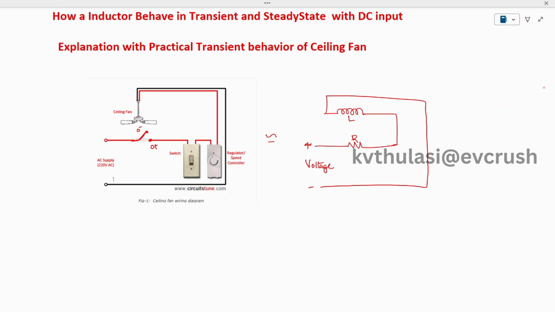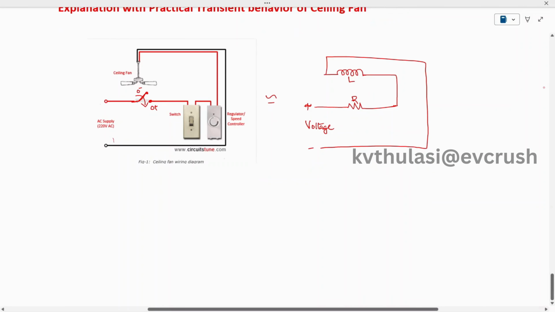So applied voltage is an AC supply, and this wire is acting like a resistor and this fan is acting like an inductor. Okay, so we are at this position, the switch is in open condition and we are trying to close it. This way of closing the switch from 0 minus to 0 plus is called transient. There are two types: one is the transient period and one is the steady state period. Here we are going to first study the transient state.